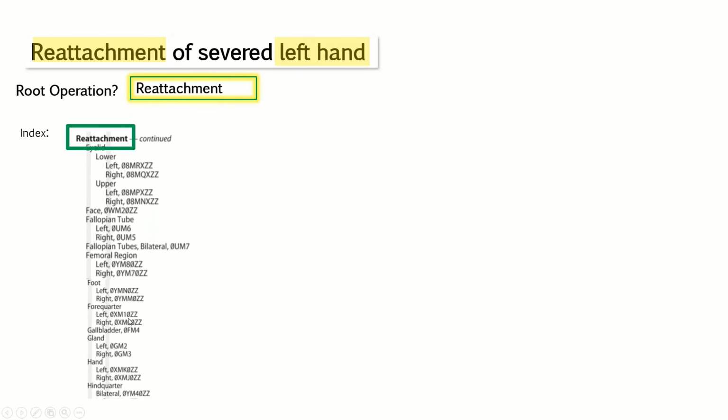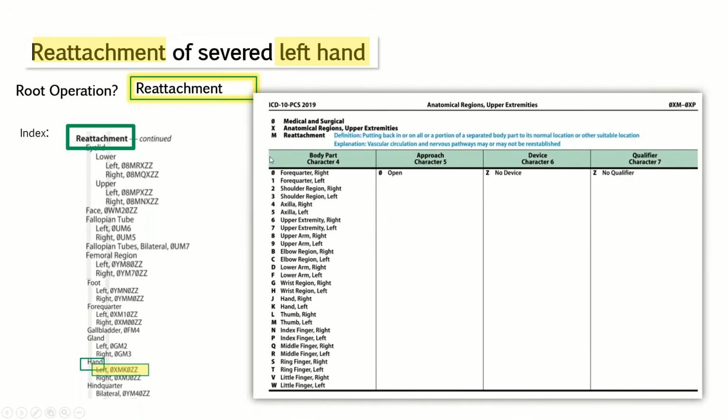Reattachment, hand, left, and it gives us the code 0XMK0ZZ. Coders, that is the entire code. That's 7 characters long. So let's go ahead and verify our code by the tables.